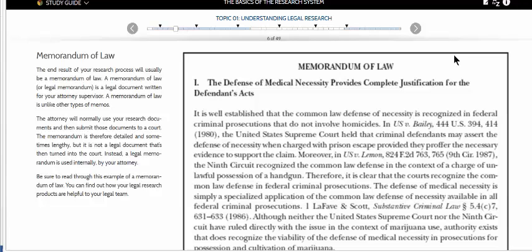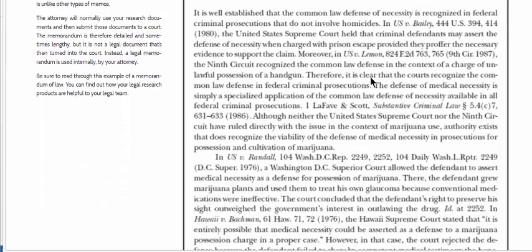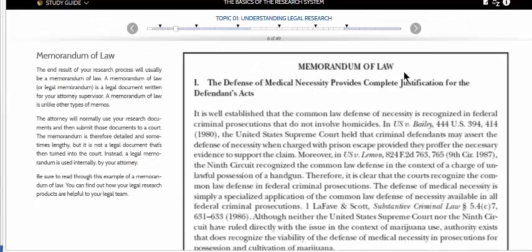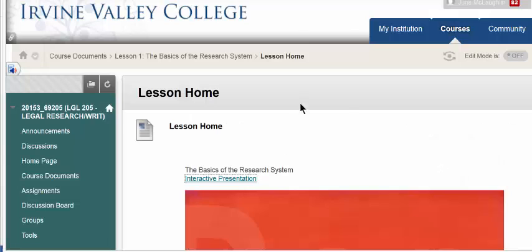So even Westlaw and online research, having a familiarity with things like this, how legal publications are formatted, what they look like, that's really, really important for when you do online research as well. Okay, so that's the presentation. So let's go back to the lesson.